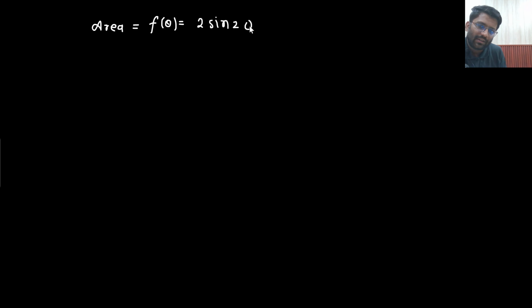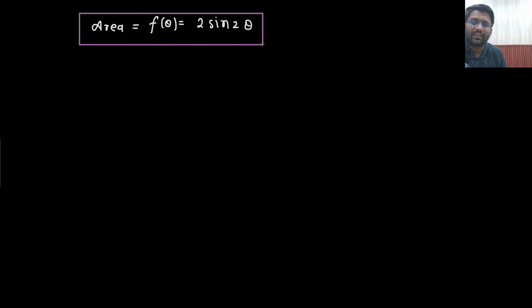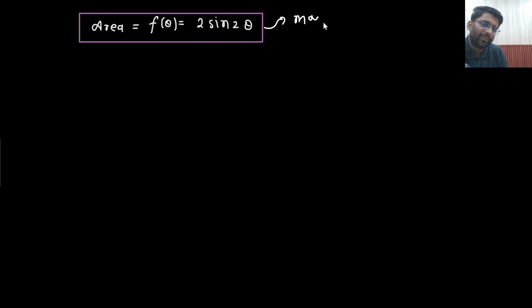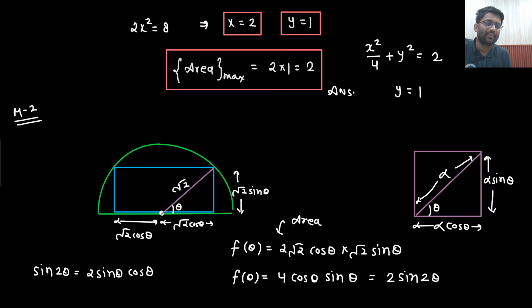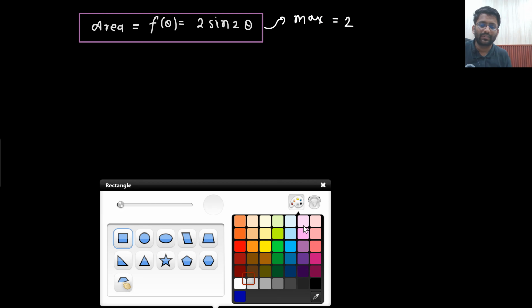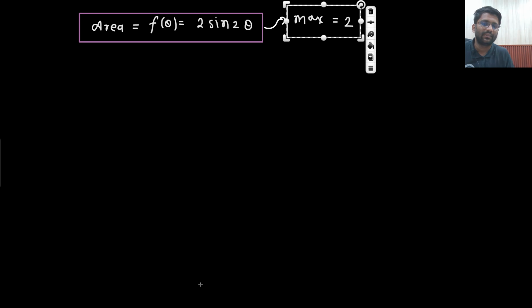2 sin 2 theta. What is the maximum value of this? What is the maximum value of sin 2 theta? The maximum value will be nothing but 1, so the maximum of 2 sin 2 theta is 2. There you go. This is the answer. What did they ask to find out? Find out the maximum area. So what is the answer? The answer is 2. That's it.